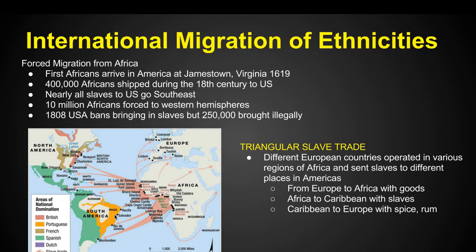We have different European countries operating in various regions of Africa, and they send slaves to different places in the Americas. So from Europe, we're traveling to Africa with goods. We're purchasing slaves, or we're taking slaves, and we're moving them over to the Caribbean or the Western Hemisphere. And then from the Caribbean, we're taking spices and rum back to Europe. So this is the triangular slave trade in all these regions.